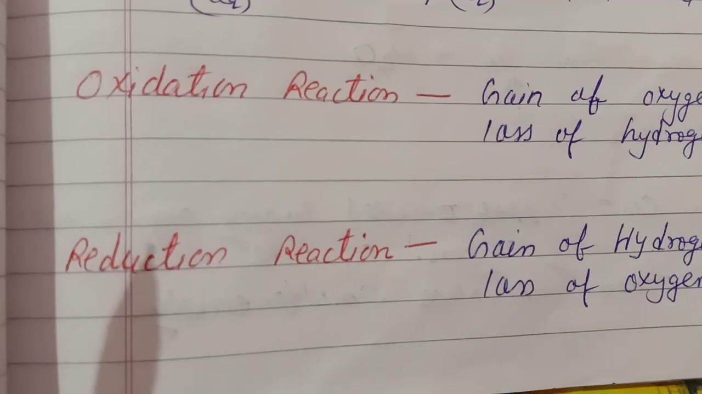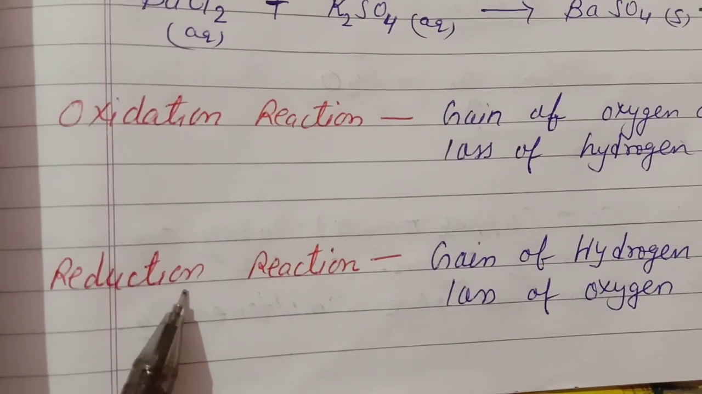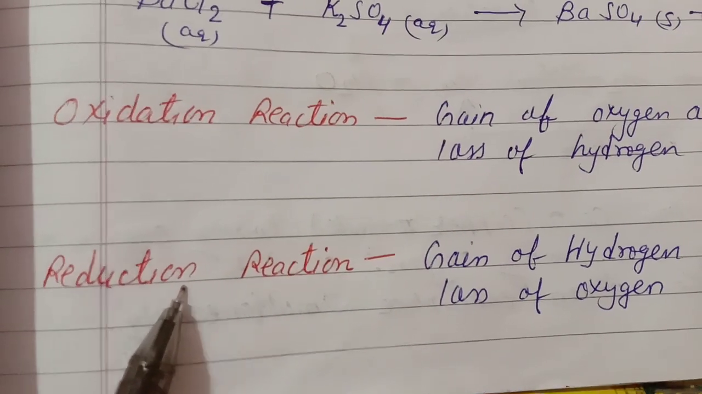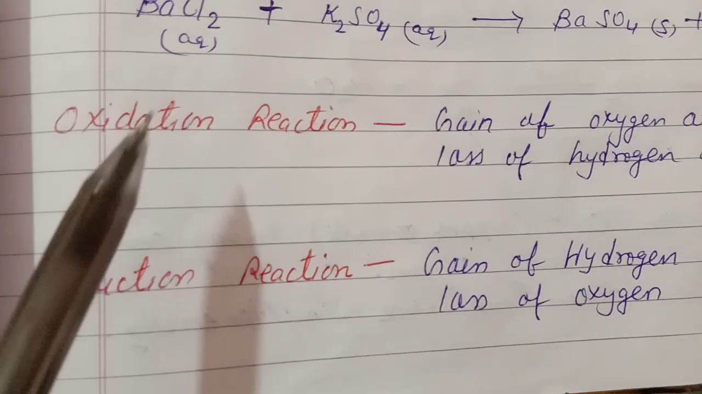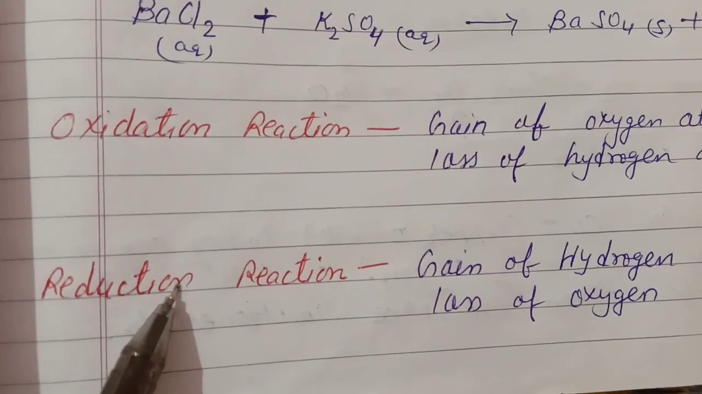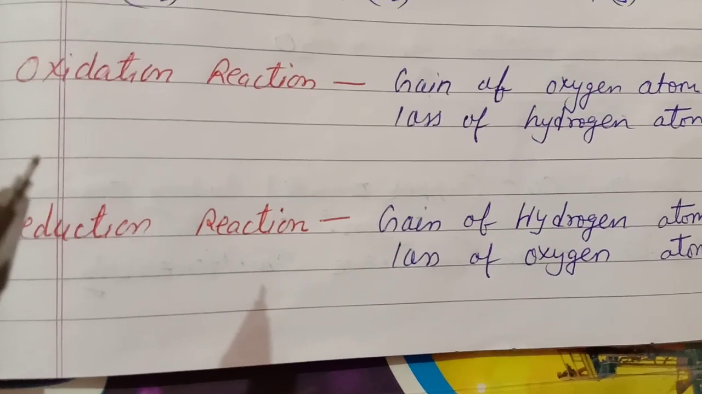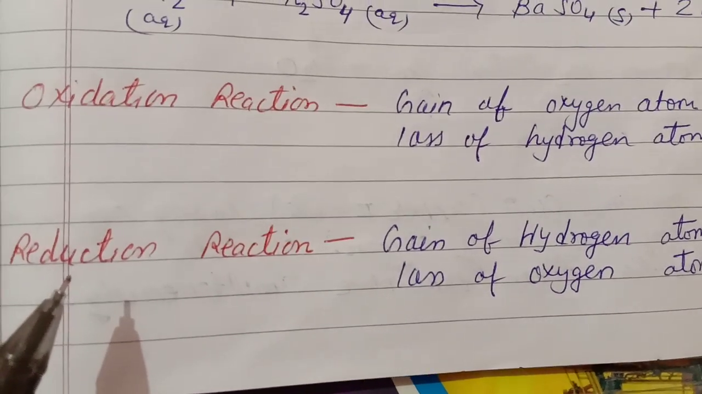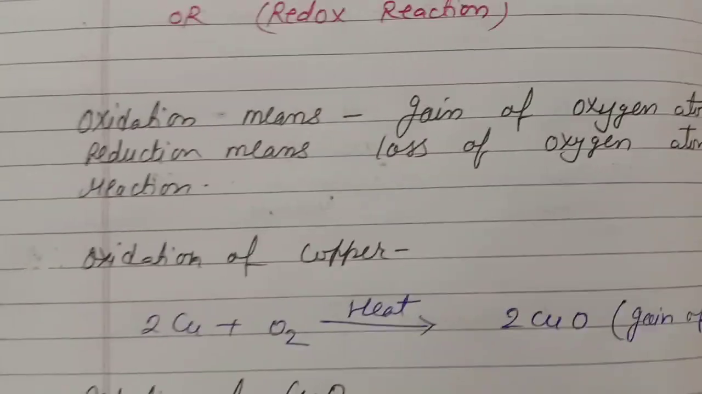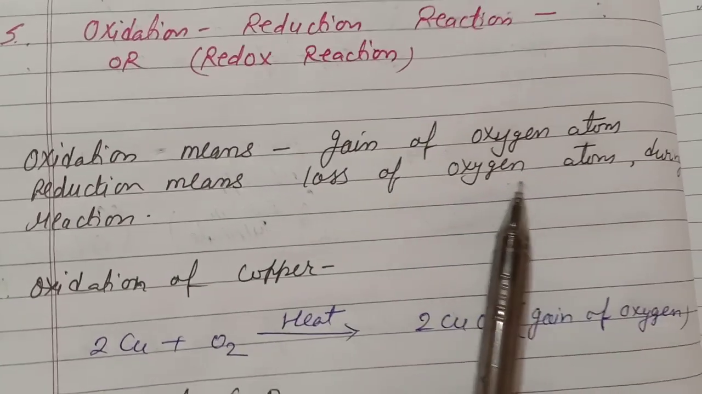In some reactions only oxidation takes place, or in some reactions only reduction takes place. If in the reaction oxidation and reduction both take place simultaneously, in that case the reaction is known as oxidation reduction or redox reaction. So oxidation means gain of oxygen atom and reduction means loss of oxygen atom.